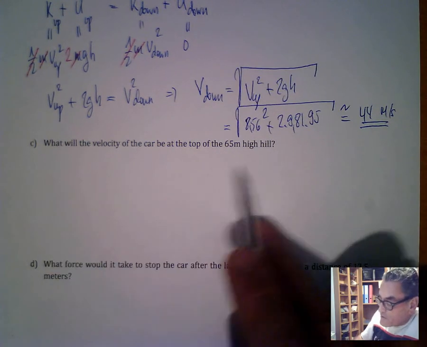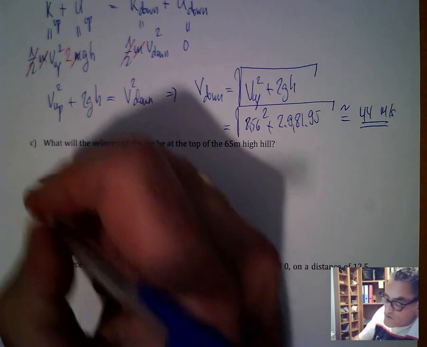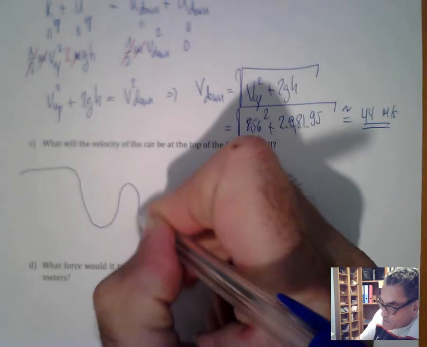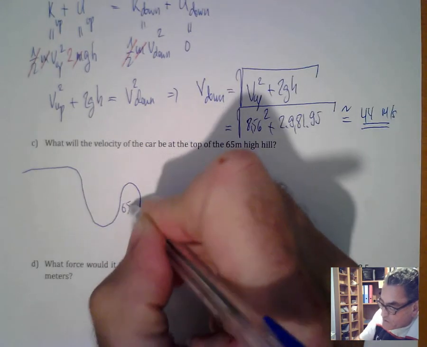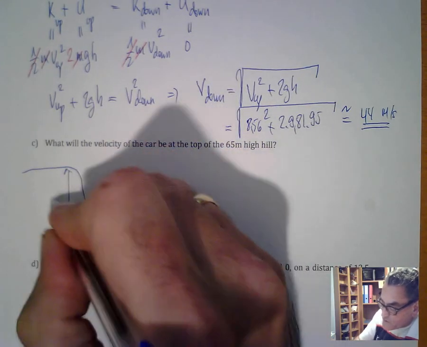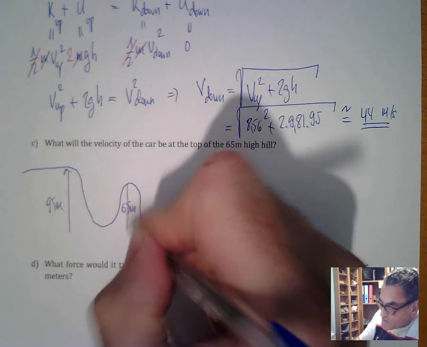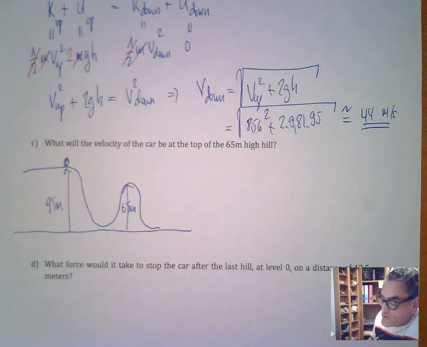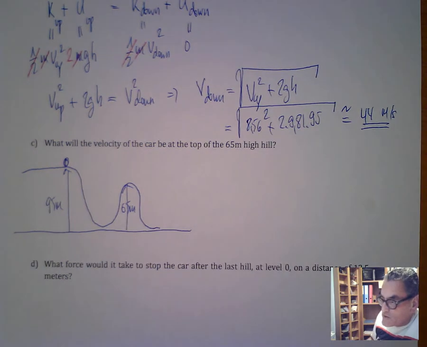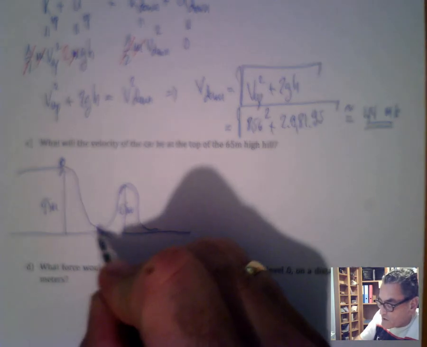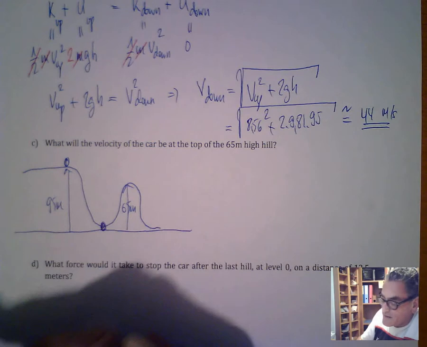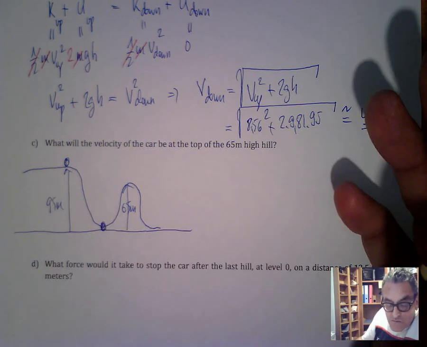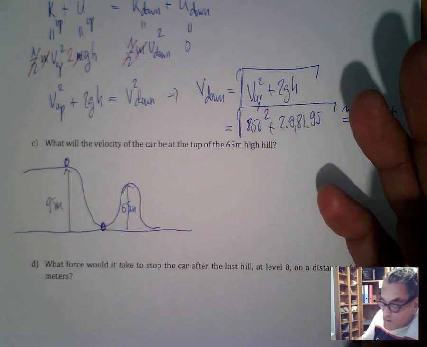Next question, what will the velocity of the car be at the top of the 65 meters hill? So we are at 95 meters, we go down, we come up 65 meters. Here we have 65 meters, here we have 95 meters. So we can still use our energy here because energy is conserved. We don't need to start from the energy at this point. We can, but we don't know the energy at this point. We didn't compute it. Well, we didn't compute the other one either, so it's okay.